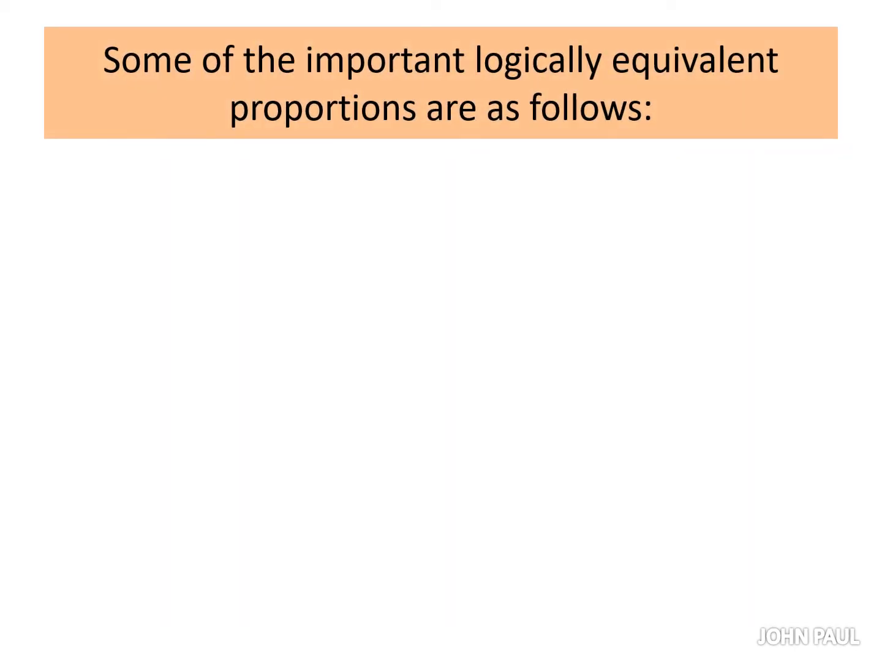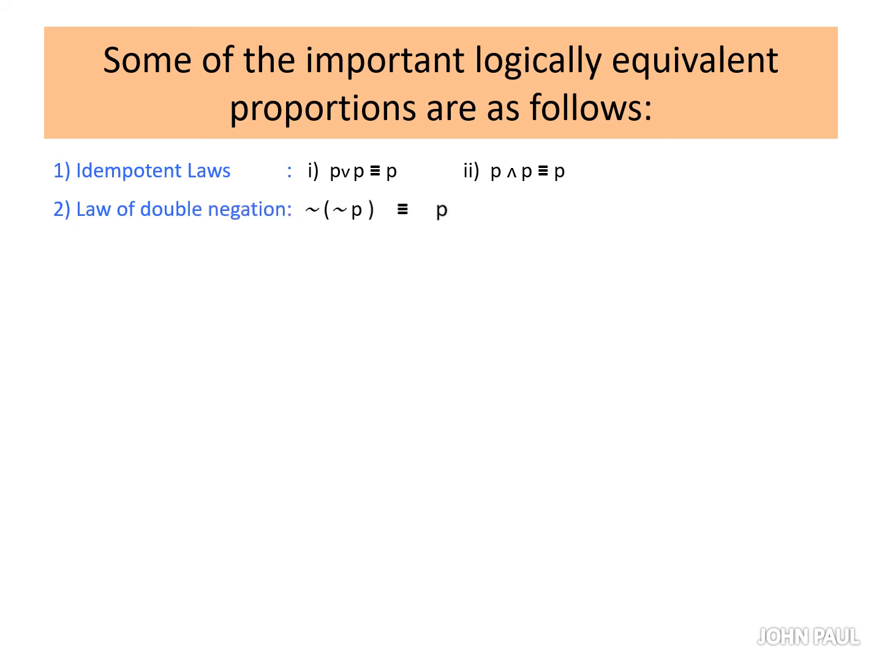Some of the important logically equivalent propositions are as follows. Idempotent law: P or P is equivalent to P. P and P is equivalent to P. Law of double negation: negation of negation P is equivalent to P. Commutative law: P or Q is equivalent to Q or P. P and Q is equivalent to Q and P.